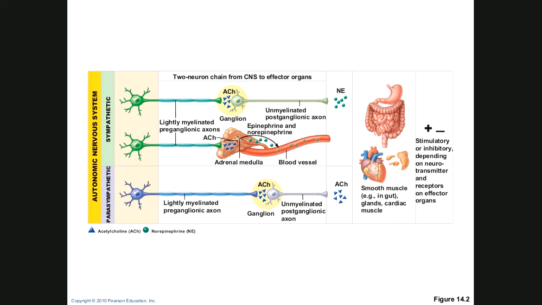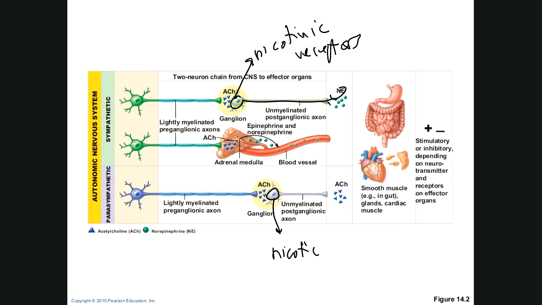So we're going to have nicotinic receptors in this cell, so that when this cell receives the neurotransmitter acetylcholine, it will be activated and in turn creates an action potential that secretes norepinephrine. We're going to have nicotinic receptors in this cell, so that it will always be stimulated by acetylcholine into creating an action potential, and at the end secretes acetylcholine towards the effector organs.